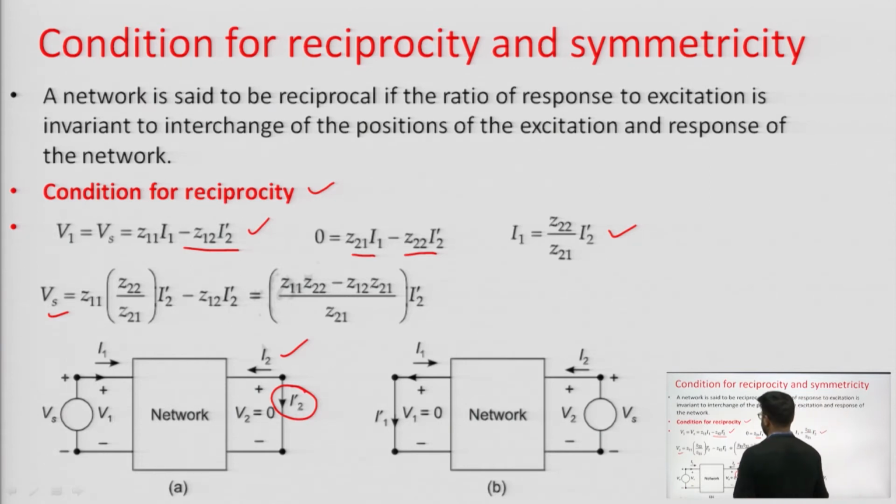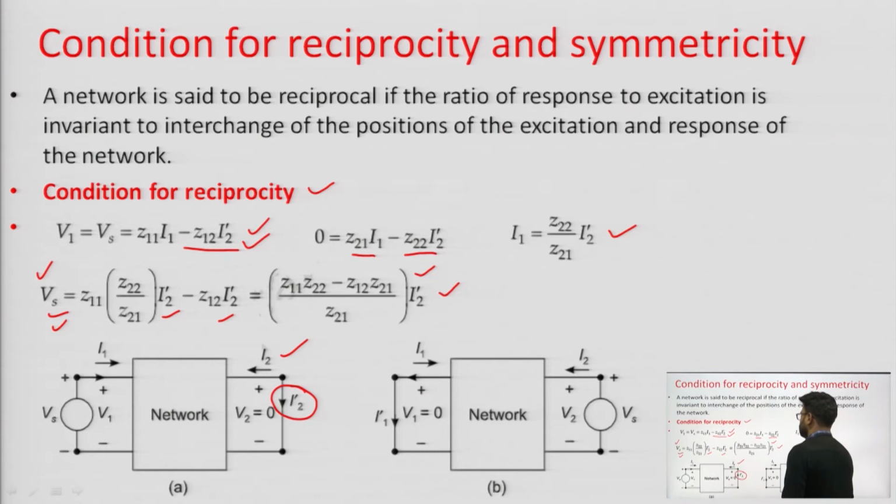So, we put this value of I1 in this equation. So, we get the value of Vs in terms of I2 dash. We will get it as (Z11 Z22 minus Z12 Z21) by Z21 times I2 dash. So, that is our excitation and this is our response.